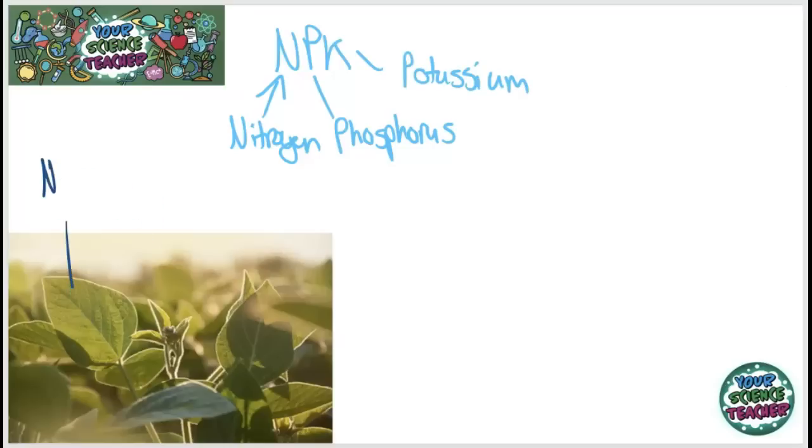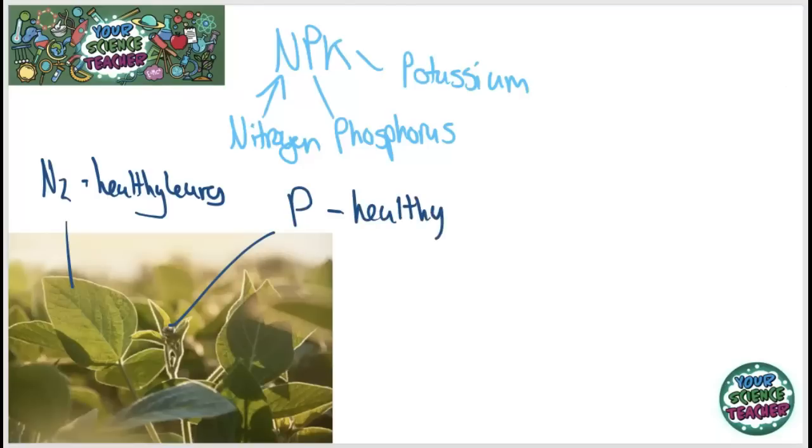Nitrogen is used by plants to make healthy leaves. Phosphorus helps produce healthy flowers on my plants and also healthy fruit. And potassium is what produces plants' healthy roots.